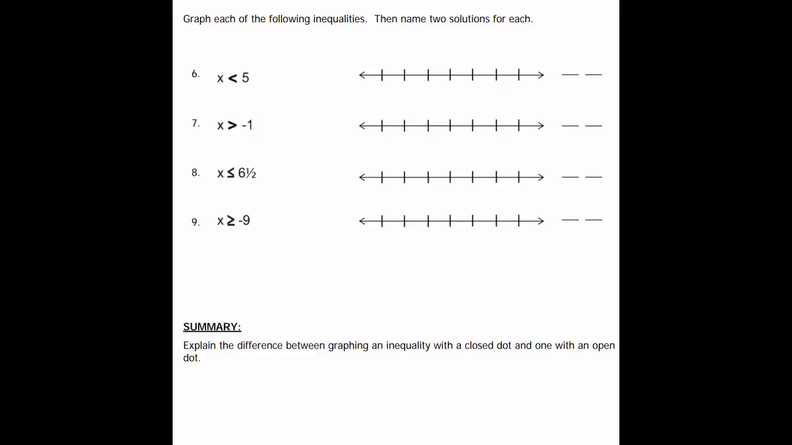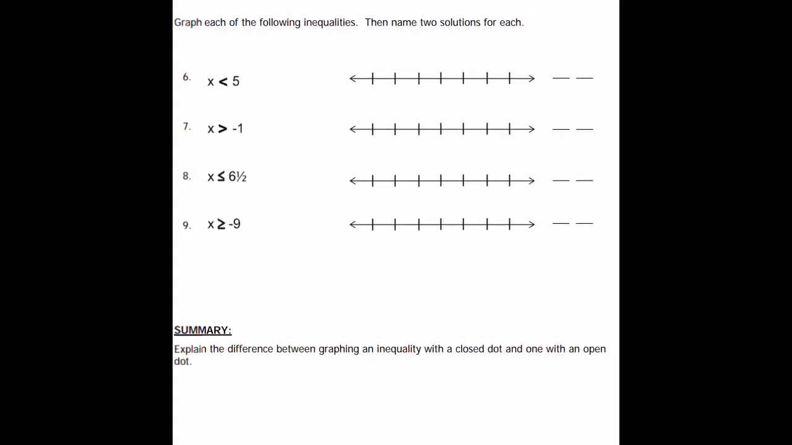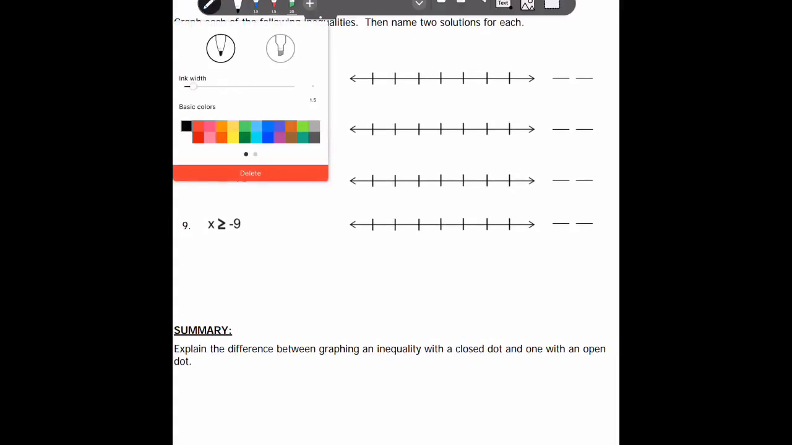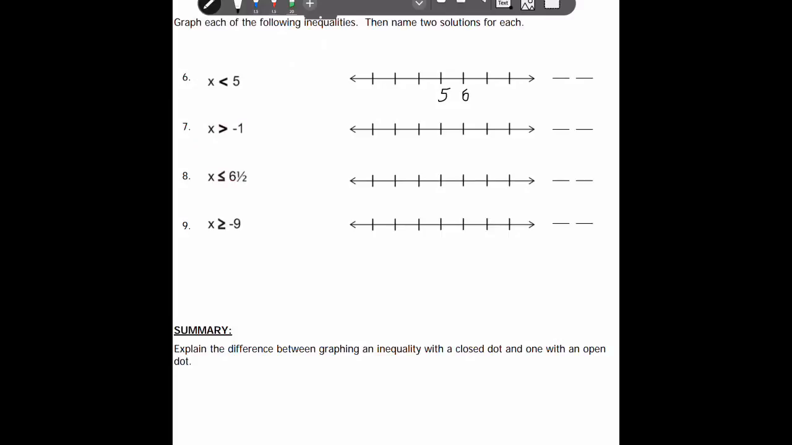So, number 6, x is less than 5. I'm going to place an open circle above the number 5. If I get my pen out. 5, 6, 7, 8, 4, 3, 2. Open circle above the 5. It's going to stay an open circle because it's just less than, not less than or equal to. My ray is heading to the left. And 2 solutions to this inequality would be 3 and 4.